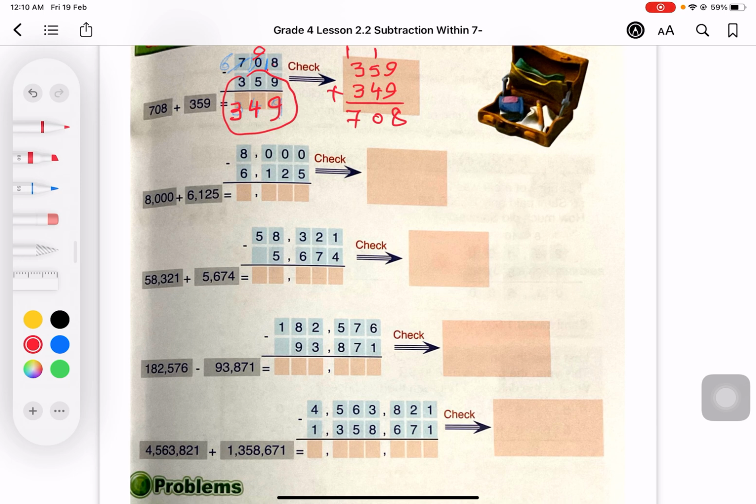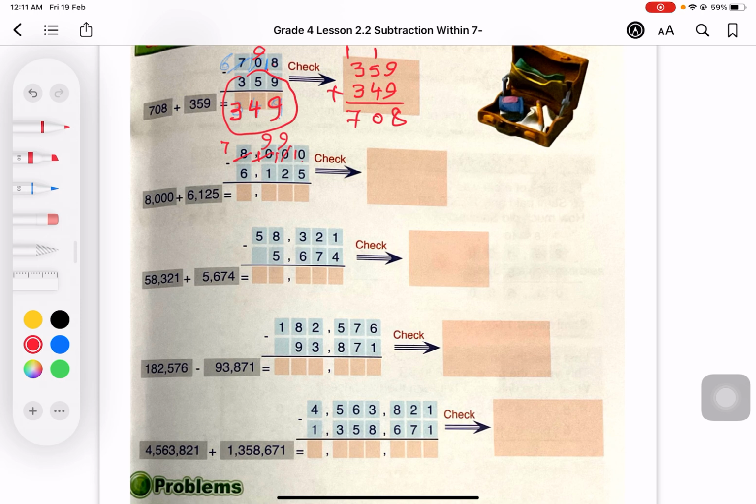Now, let's do this one. My first number is 8,000 minus 6,125. Look how I align my digits under each other. When I want to subtract 0 minus 5, I can't. So you need to borrow. 0, 0. So the 8 becomes 7. Then this will be 10, it becomes 9. Then this will become 10, 9. The last one will be 10.